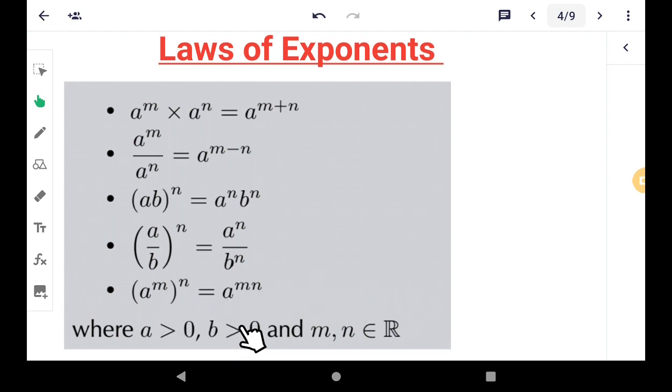Notice that your a and b can never be 0. They must be either positive or negative, but can never be 0. Because remember, 0 raised to any power of anything is just 0. Alright, and your exponents must be elements of the real numbers. That includes negative numbers, 0, plus, minus. It includes fractions as well. Any number that you can find in your calculator can be an exponent.